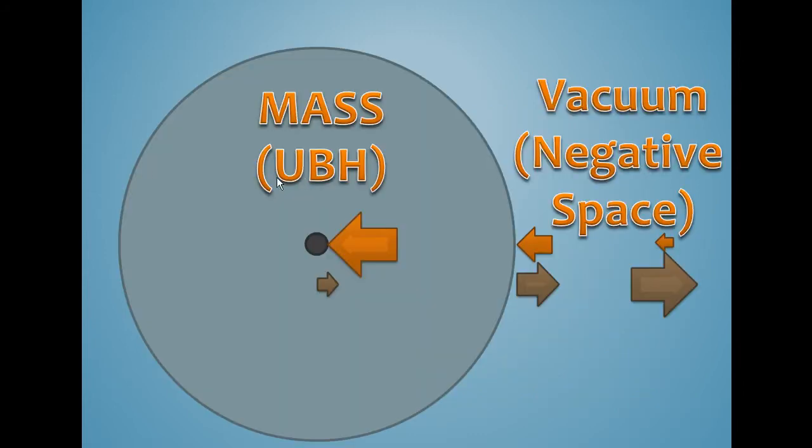So, if we have a giant mass, or a universal black hole, then the force of gravity is strongest in the centre of that mass. As we move outwards away from that mass, the force of gravity decreases, and the further away from that mass we move, the less the force of gravity becomes. Outside of this mass is an immense vacuum, or a negative space. The force of this negative space is strongest outside of the mass, and as we move in towards the centre of the mass, the further away from the vacuum we are, the less the force of the vacuum. And this is represented by these arrows here.